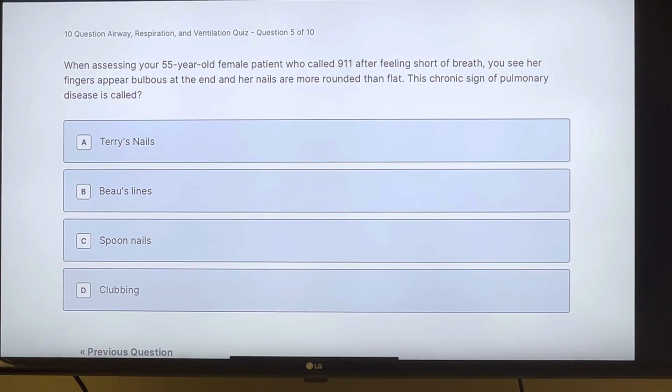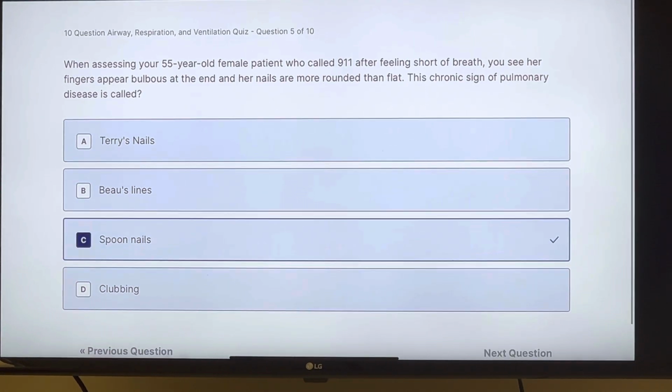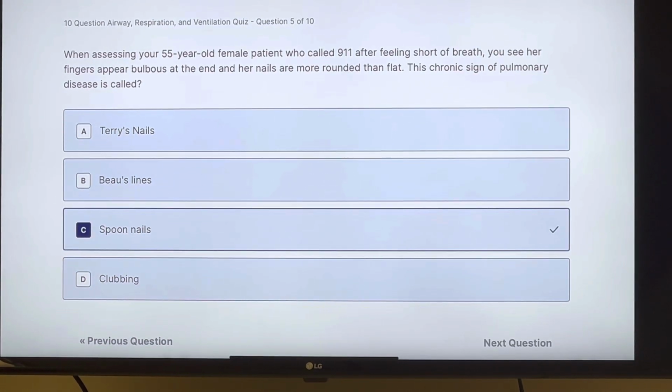I ain't never heard of it, but I know it ain't club. It's probably spoon. That's what I'm thinking too. Yeah. What is a Terry nail? Right. We shall see.